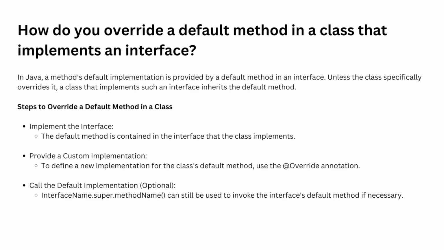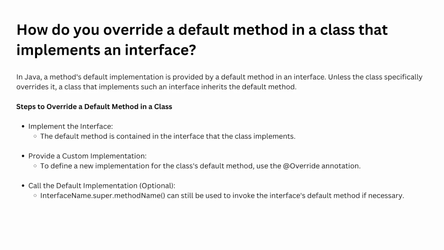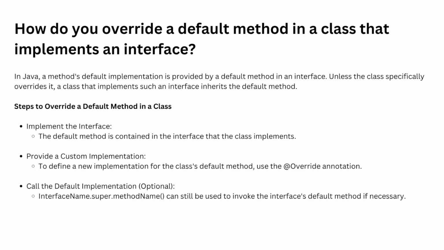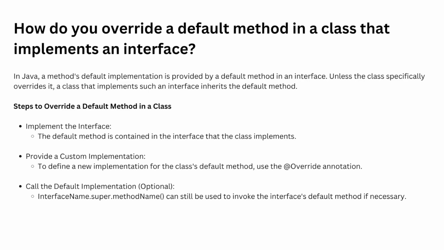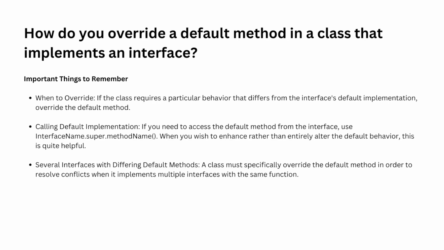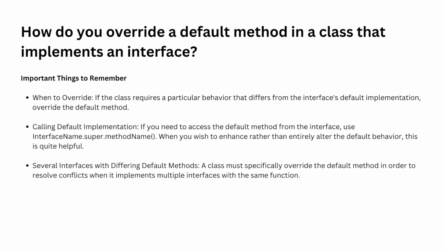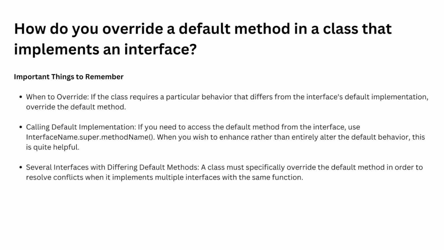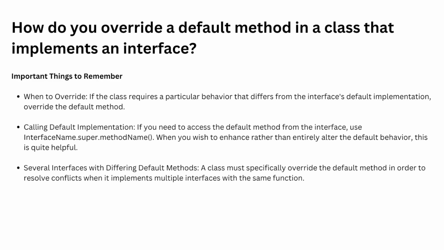First step, right? Second step, you need to provide a custom implementation. So you can use the override annotation to define a new implementation for the default method in the class. Third step, which is optional, you need to call the default implementation. If needed, you can call the interface default method using interface name dot super and then dot method name. All right, not a major thing, simple as that.